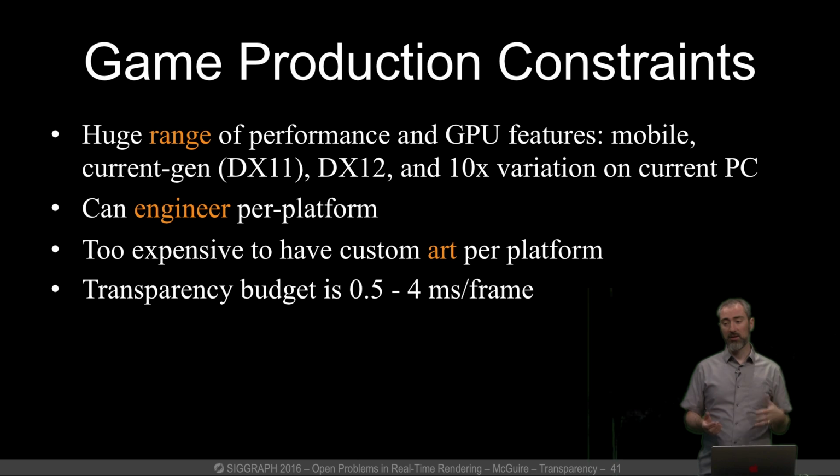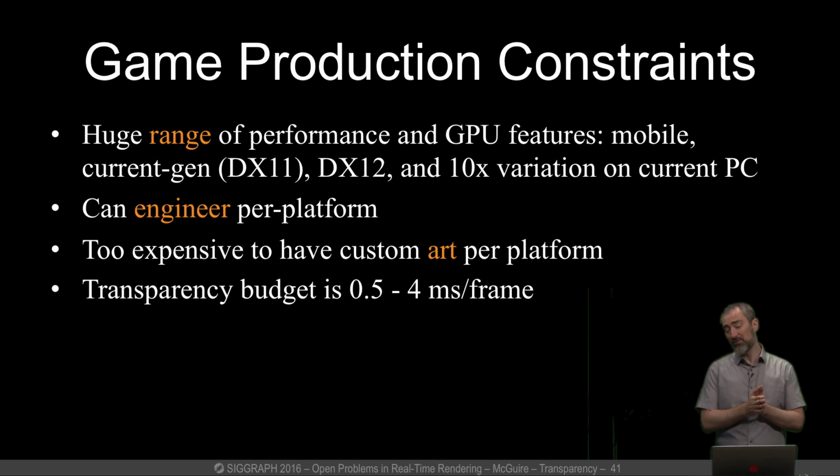When we start looking at really high resolutions and high frame rates and stereo rendering, say for virtual reality, the transparency budget might be down around half a millisecond. So this is extreme performance that's needed.